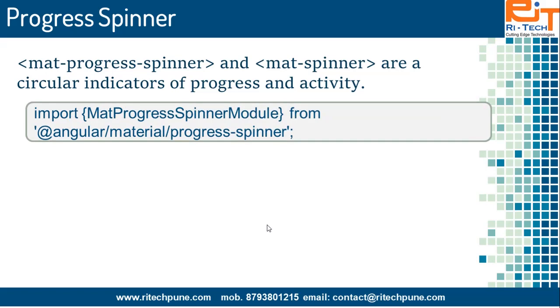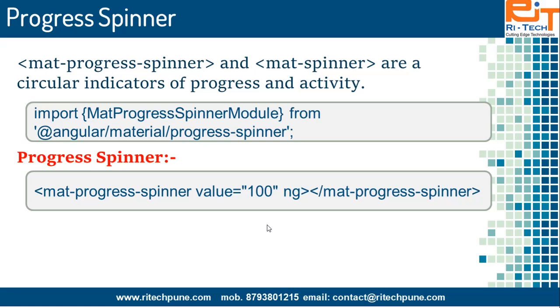Now to use the progress spinner, we need to import a module. So MatProgressSpinnerModule, and this module is a part of the package @angular/material/progress-spinner. Now we can use the progress spinner using a directive, mat-progress-spinner, and here you can specify the value. We can use that value to indicate the actual progress of a progress spinner.